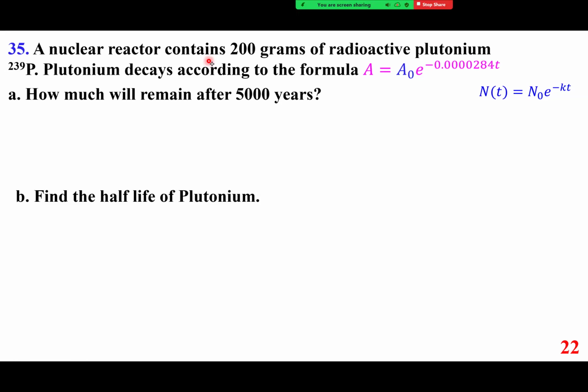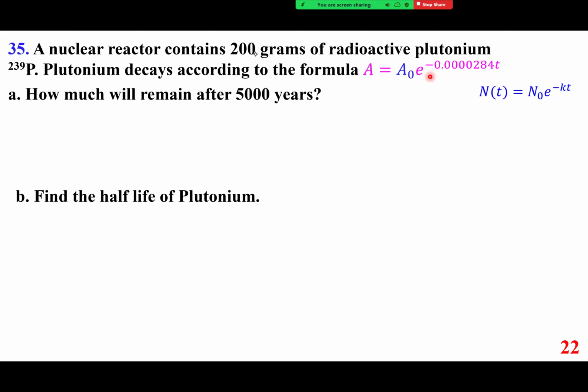A nuclear reactor contains 200 grams of radioactive plutonium, and plutonium decays according to this formula. A equals A sub 0, e to the power of negative 0.0000284 t. For exponential growth and decay when it comes to application, it's in this form for the decay: N of t equals N sub 0, e to the power of minus kt. Even if you use positive kt, you end up working it out such that ultimately you have a negative number here. That means the exponential decay.